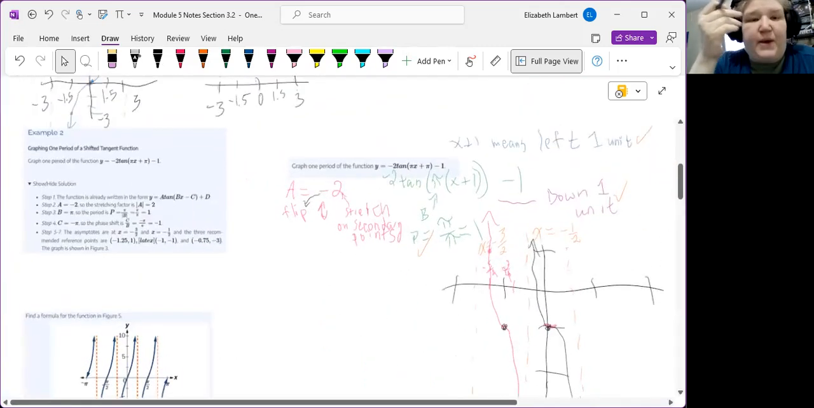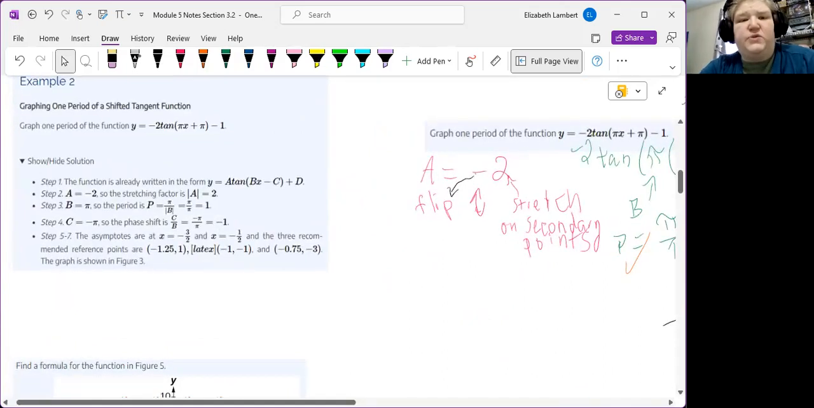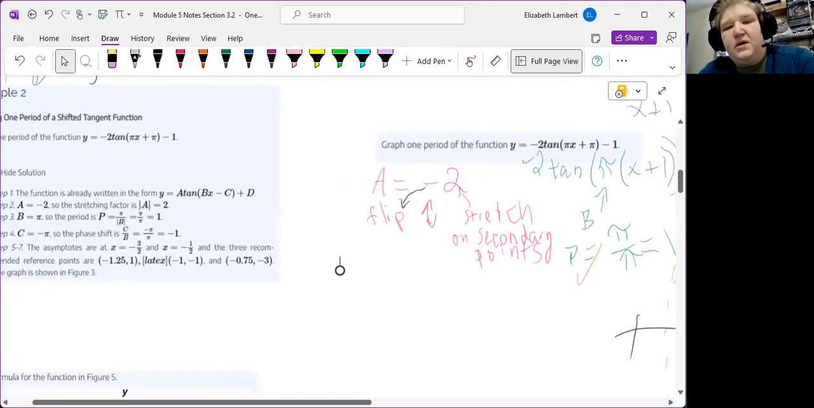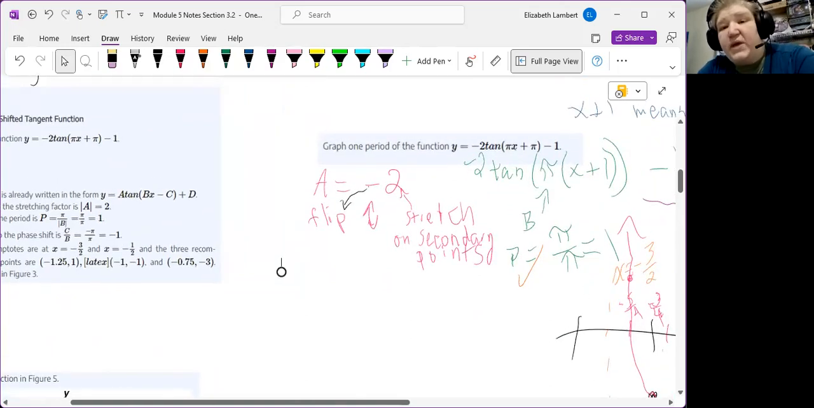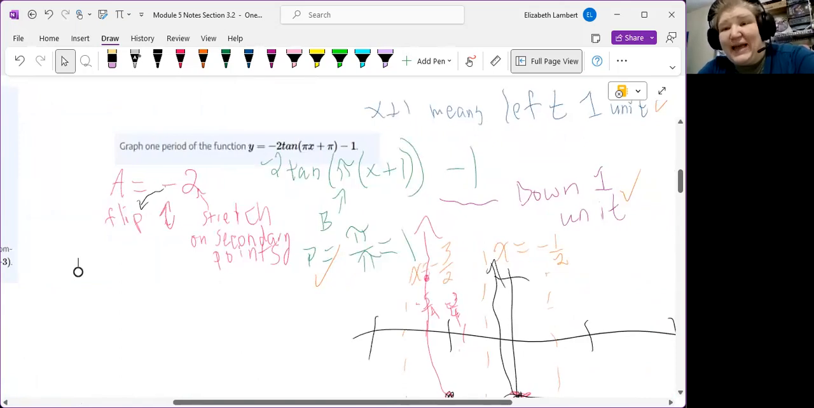All right, now let's compare what we did versus what they did. So they said a equals -2, so the stretching factor is +2. I point this out because in your homework, when it asks for the stretching factor, it doesn't care if there's a negative to flip it. It just wants the absolute value of the number. Step 3, our period is pi over b, so it is 1. So they got the same period. Phase shift, the c over b, -pi over pi, which we got by factoring. There's our 1. And then the negative is up here where we said left.